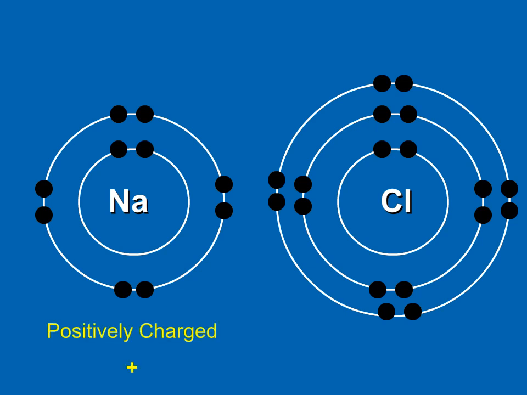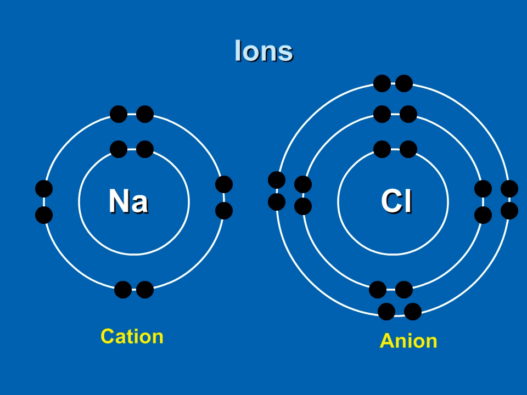No, since sodium lost an electron, it now has 10 negative electrons and 11 positive protons. Overall, that gives it a positive charge. Chlorine gained an electron, so it now has 18 negative electrons and 17 positive protons, making it negatively charged. Charged atoms are called ions, and we can give them specific names depending on what kind of charge they have. Positive ions are called cations, and negative ions are called anions.